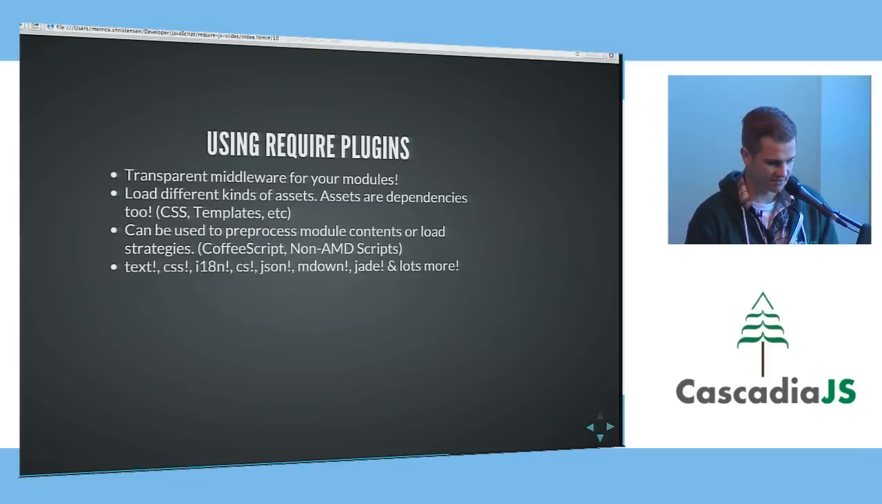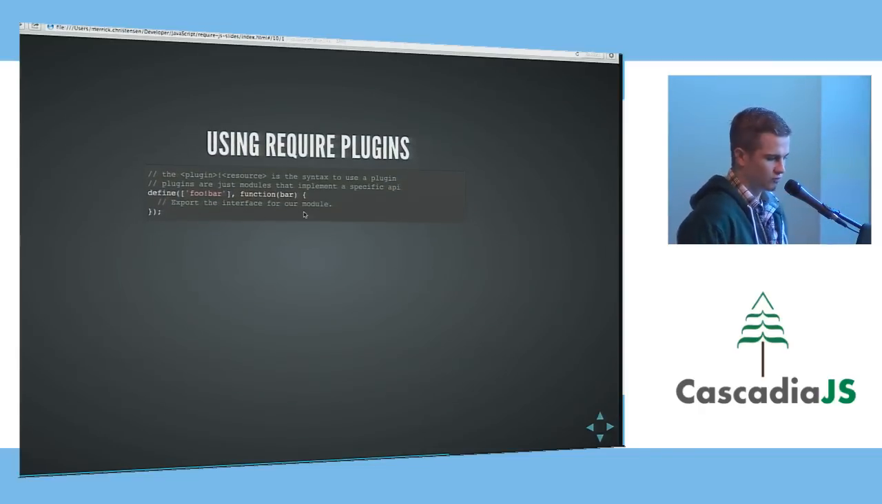There's tons of plugins. CoffeeScript, JSON. You require a JSON file, and it'll be JSON.parsed for you, etc. This is great for removing boilerplate. So what does it look like?